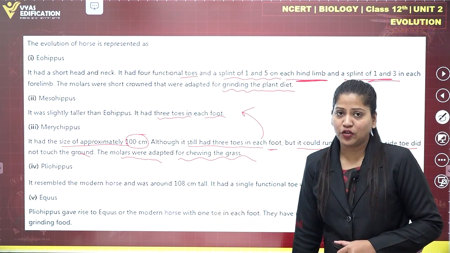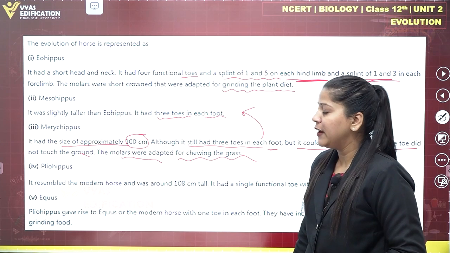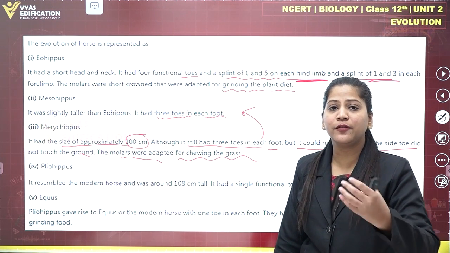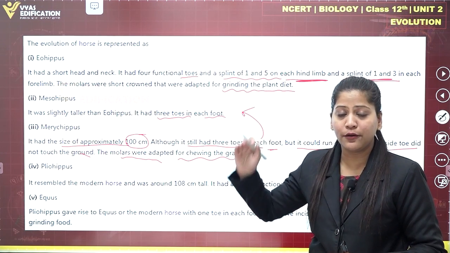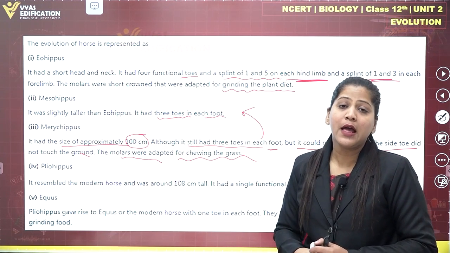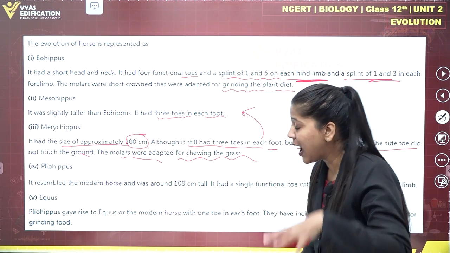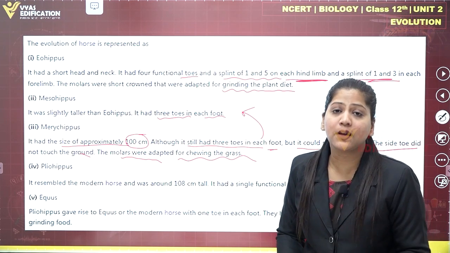Now, after Merychippus, during the evolution of horses, who evolved? Pliohippus evolved. The first organism in the evolution of the horse was Eohippus, then Mesohippus, then Merychippus, then Pliohippus evolved, and last, the modern day horse evolved, which is also known as Equus, right?